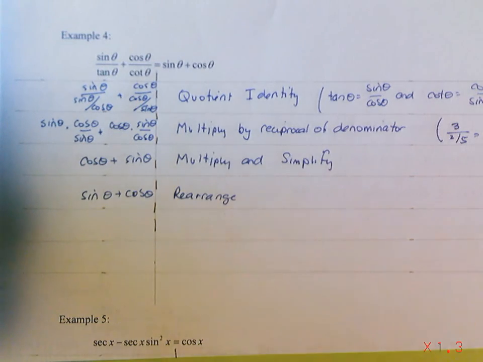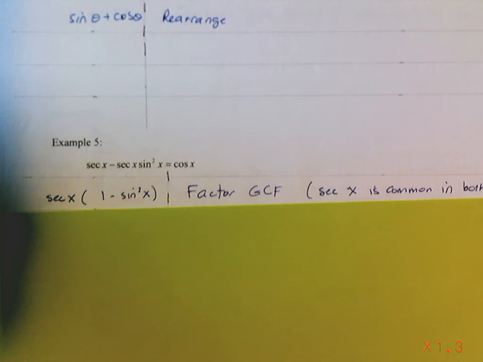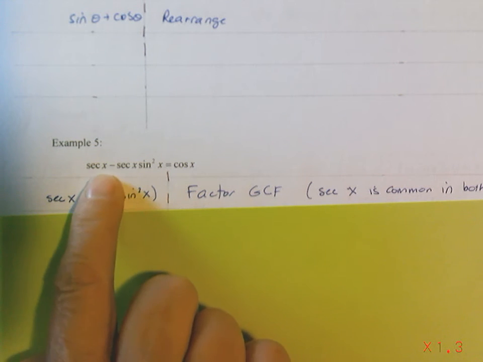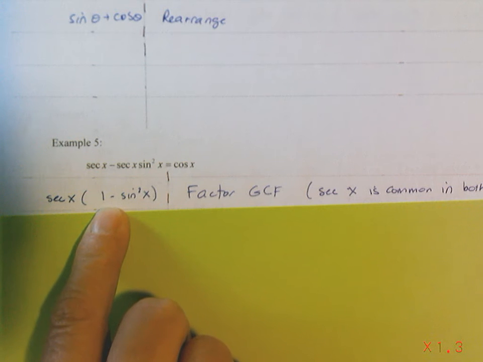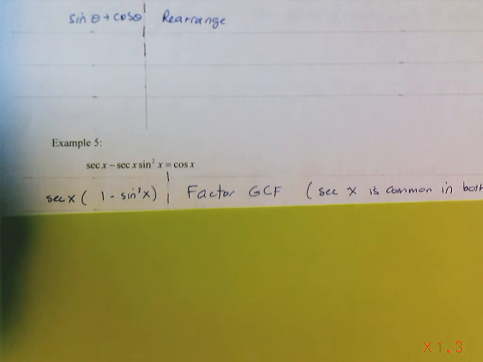My next example now will be the first example with factoring. I've got secant x minus secant x times sine squared x is equal to cosine x. Since I have a secant x in both terms, I'm going to go ahead and factor out the greatest common factor, which is secant x. When I factor out a secant x, I'm left with 1 minus sine squared x. Don't forget, when you're factoring, if there's a minus sign up here, there has to be a minus sign here. Double check by multiplying secant x times 1 and secant x multiplied by negative sine squared x.